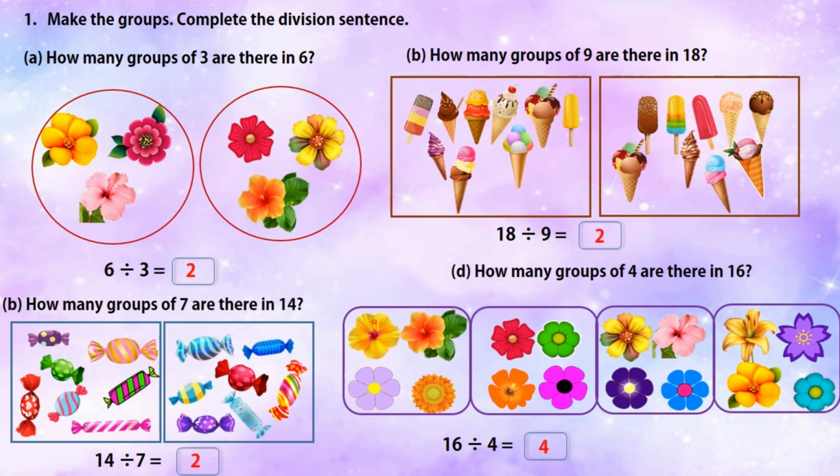Here are your answers. There are 2 groups of 3 in 6. So 6 divided by 3 is equal to 2. How many groups of 9 are there in 18? There are 2 groups of 9 in 18. So 18 divided by 9 is equal to 2. How many groups of 7 are there in 14 is again 2. So 14 divided by 7 is equal to 2. And how many groups of 4 are there in 16? 16 divided by 4 is equal to 4.